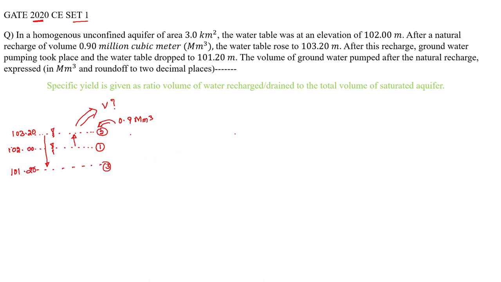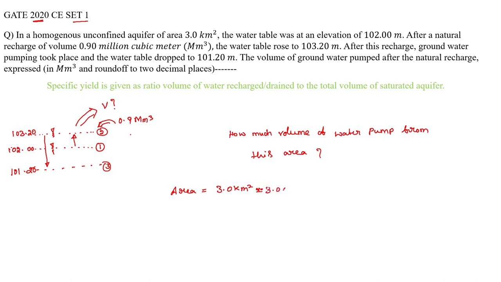Now the question is how much volume of water was pumped from this soil, from this area. Can anybody guess how we can calculate? The area is 3.0 kilometer square, which can be converted and written as 3.0 into 10 power 6 meter square.